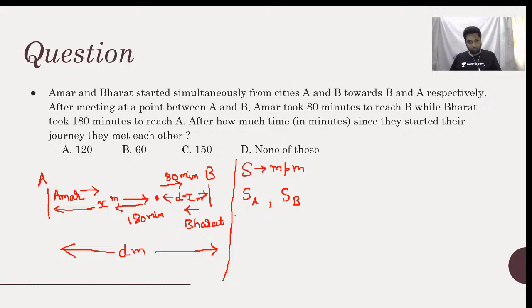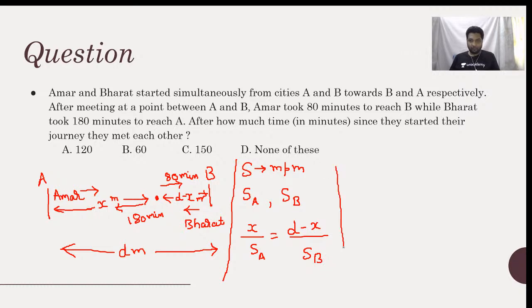Now, time taken by Amar to cover x meters is equal to the time taken by Bharat to cover D minus x, since t is constant. Time is equal to what? Distance divided by speed. That is x meters divided by speed of Amar is equal to D minus x meters divided by speed of B. This is one part of it.